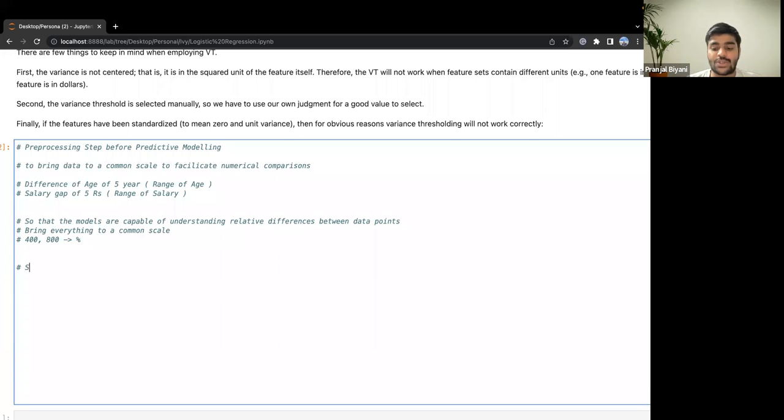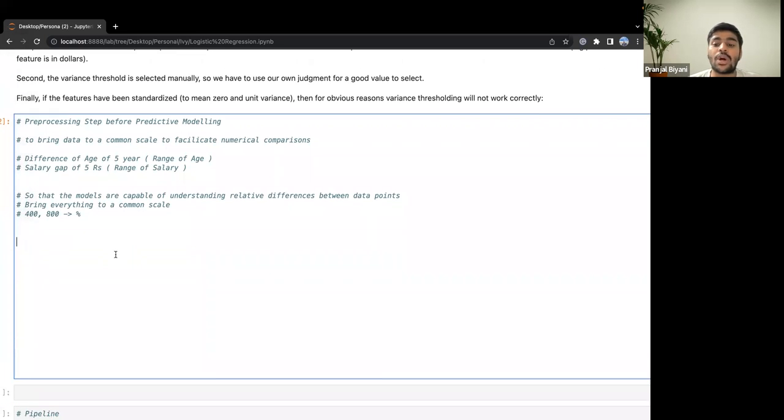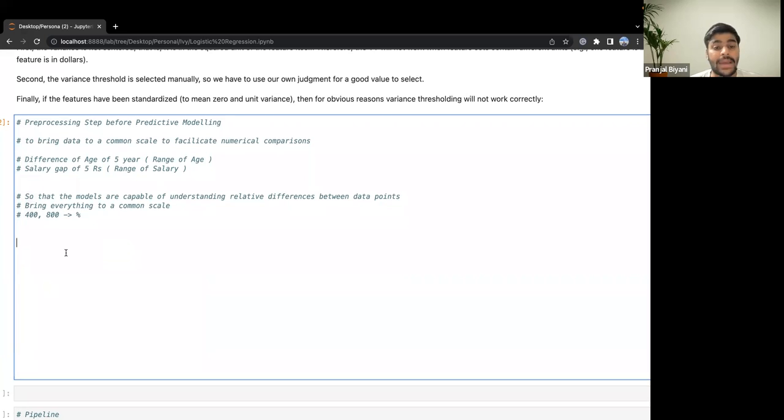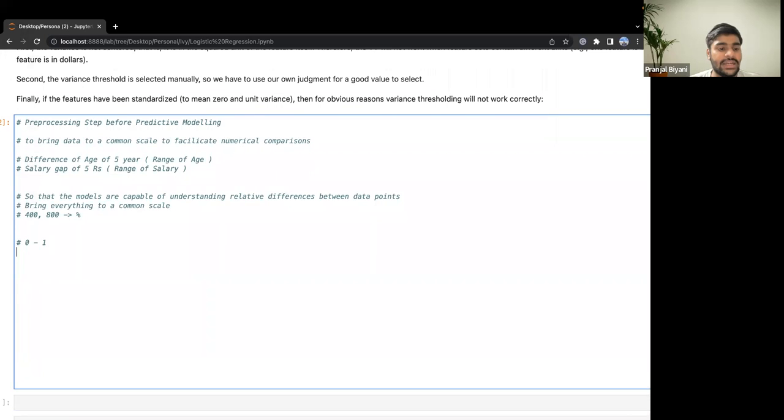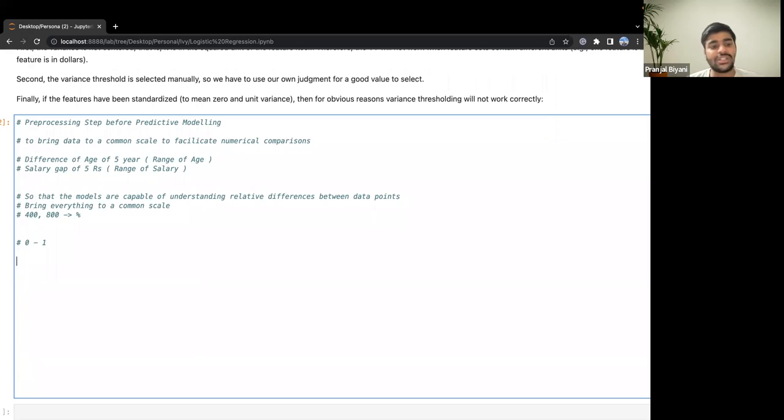That is the process of scaling or standardization or normalization, right? Different words, same idea. We want to bring our data into a common scale so that we can compare numerical values. How do we do that? Let's say the common scale I want to bring my data to is 0 to 1. How can I bring my values into 0 to 1?